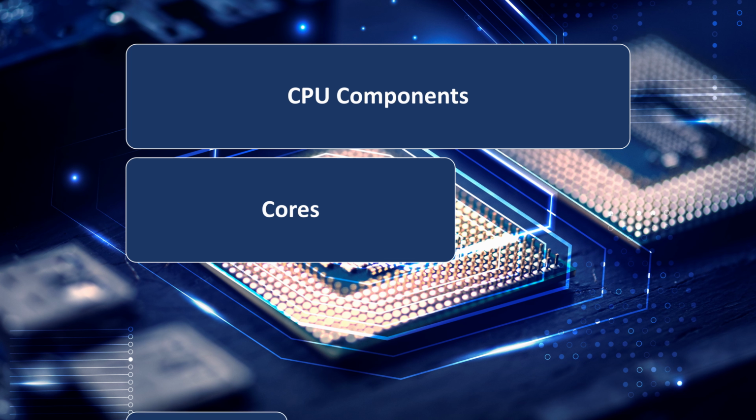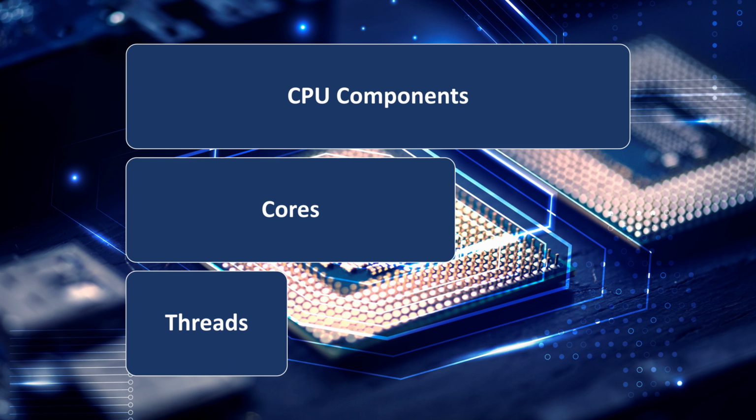Second component of a CPU are threads. Threads are sequences of instructions. Each core can handle multiple threads using technologies like hyperthreading. For example, a quad-core CPU with hyperthreading can handle 8 threads.